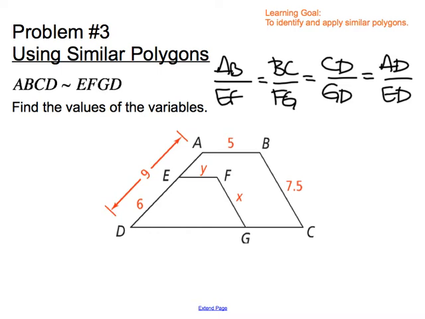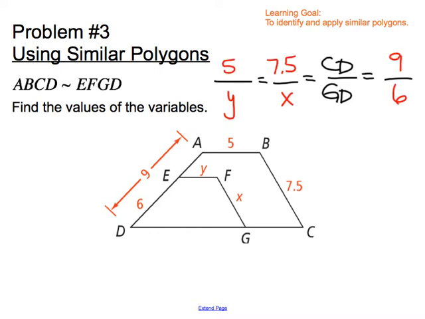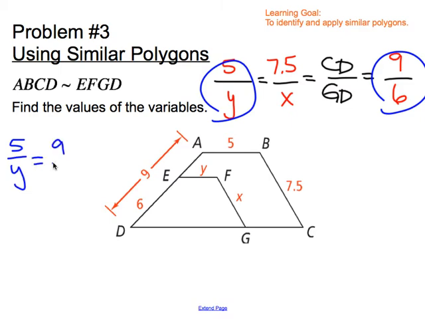Now let's fill in the information that we know. Here you can see I've taken information from the diagram and plugged it into the extended proportion. In this case, using the transitive property and these 2 values, I'll set up a single proportion, 5 over y equals 9 over 6. Using the cross products property, we get 5 times 6 equals 9 times y.